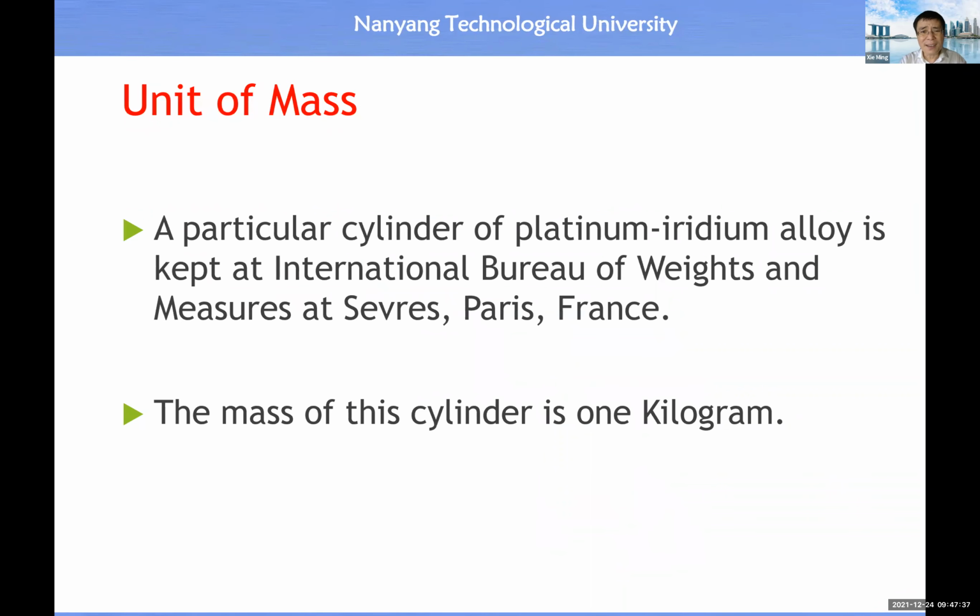So what should be the unit of the mass internationally agreed, okay? It's a reference for the kilogram. So we have this object, the platinum-iridium alloy, which is kept in the International Bureau in Paris, etc. So we have a standard entity which serves as a reference for 1 kilogram.